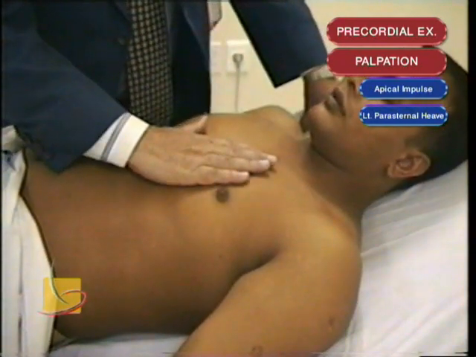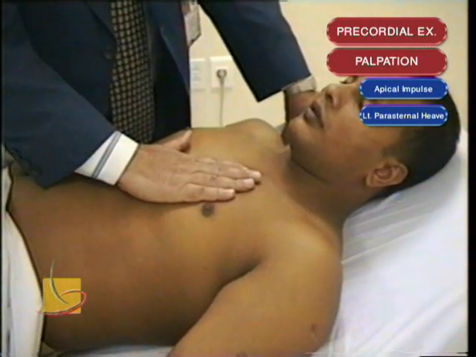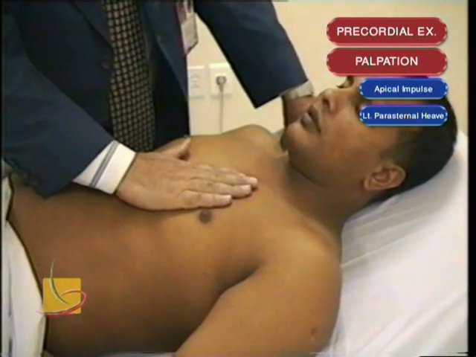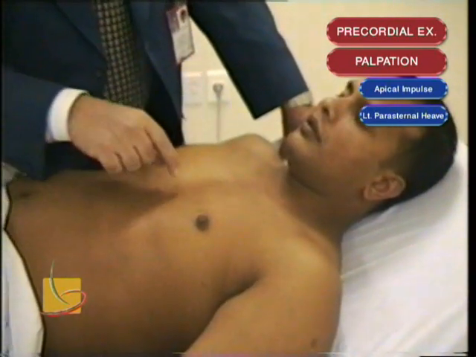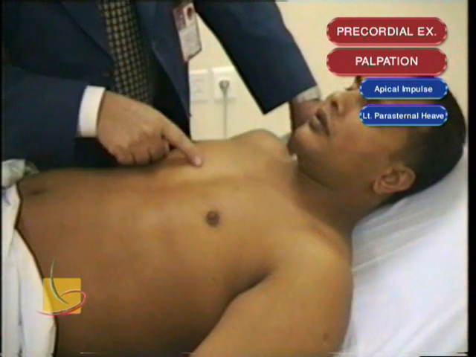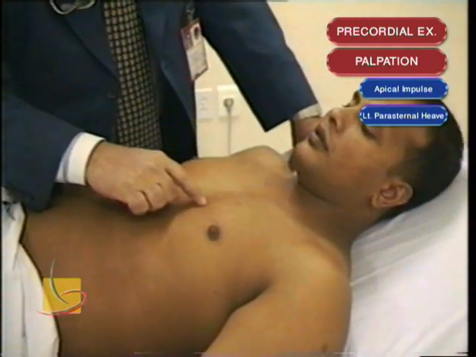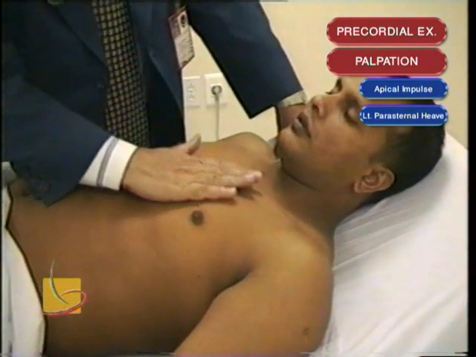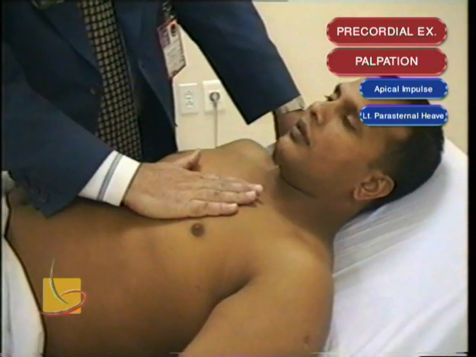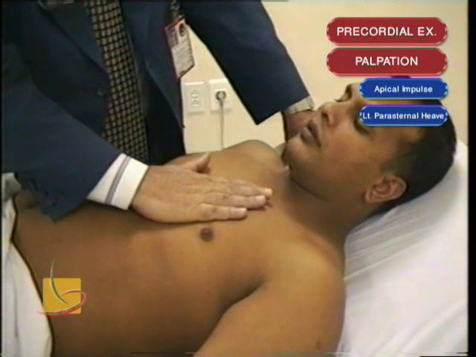At the same time, while I'm trying to feel the left parasternal heave, I have to appreciate if there are palpable sounds or thrills or not in the left parasternal area. For example, if we have a patient with ventricular septal defect, I may appreciate a systolic thrill on the third or fourth left intercostal space, just parasternal. So it is a very important type of palpation.